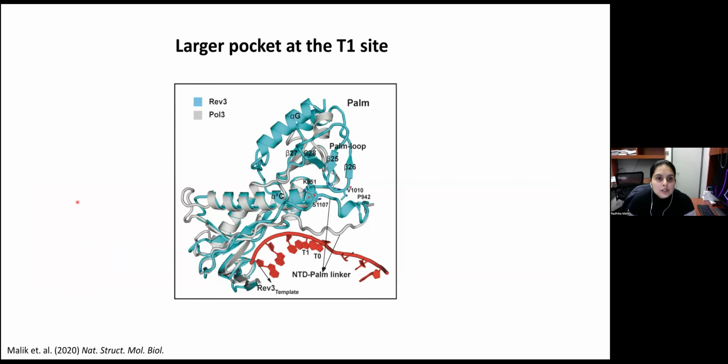The features around this region are actually quite different, and that is what I'm going to illustrate in the next slide. So here, Ref3 is in cyan, Pol3 is in gray, and the DNA is in red. If you look at the linker, which connects the NTD to the palm, we see that it's quite closed in the case of Pol3, whereas in the case of Ref3, it has been pulled away by this palm loop, which is actually a unique element in the Ref3 catalytic subunit, thereby creating ample space for a lesion to sit and Ref3 to do its extension reaction.